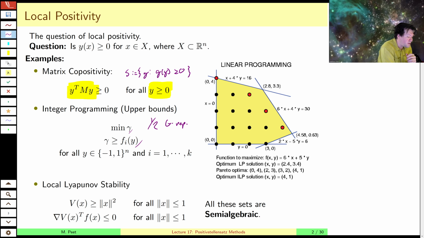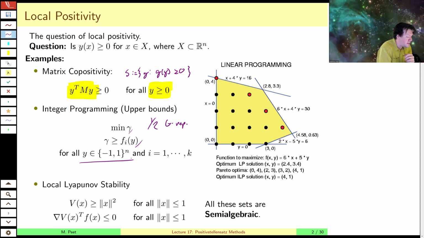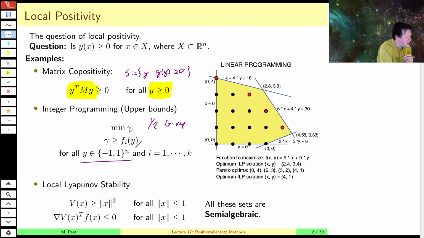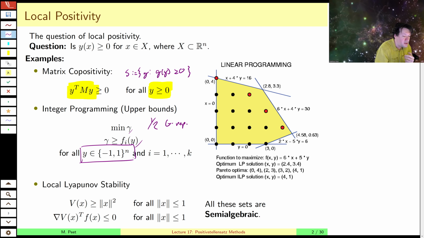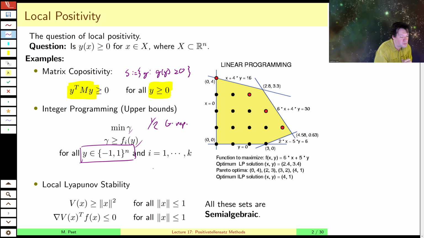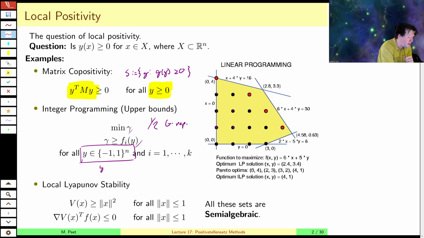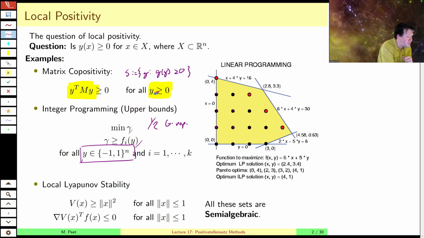So we want to find the minimum of gamma such that gamma is greater than f of x for all y in this set, negative 1, 1 to the n. And this is actually sort of a simplification of the integer programming problem. We can expand that. That would be y equals negative 1 or 1. Notice that it doesn't have this inequality representation that we have right here, right?